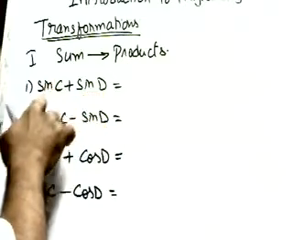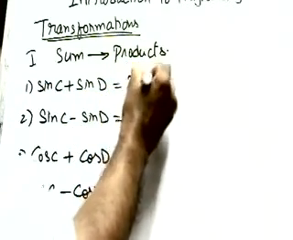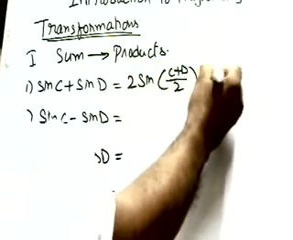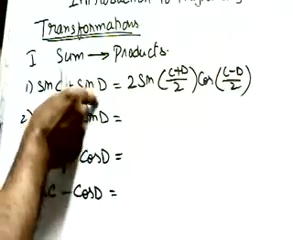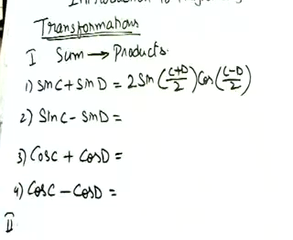This is sum. So sin C plus sin D is the sum of the two sines. Now we change this to product. This will be 2 sin (C plus D)/2 cos (C minus D)/2. So we are changing from sum to product. This is product, this is sum.